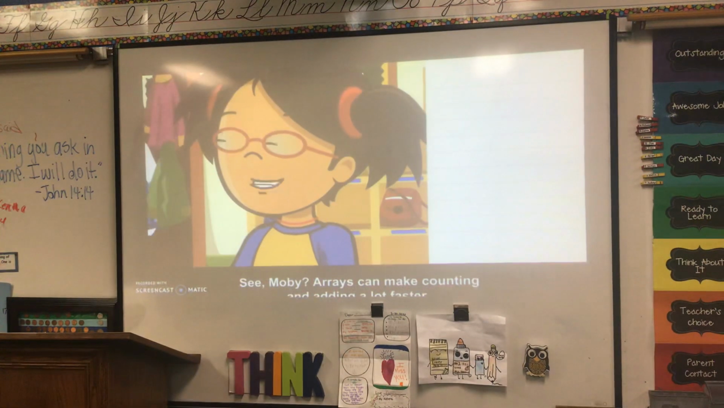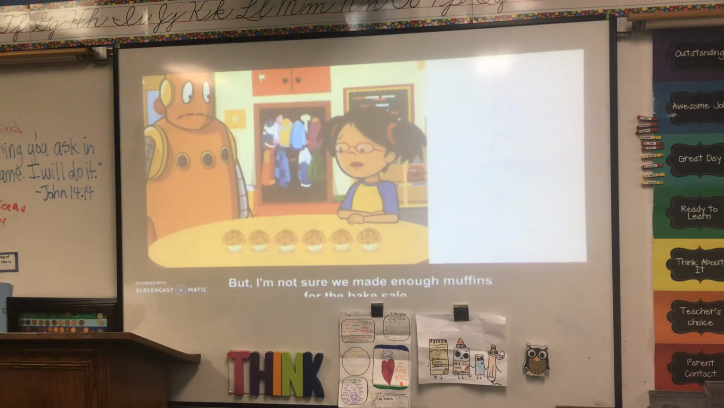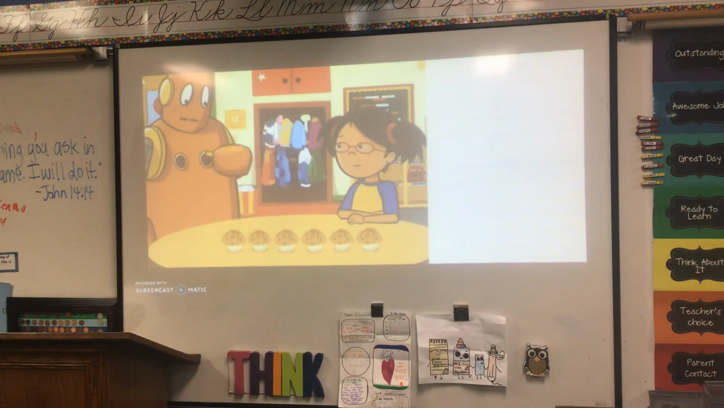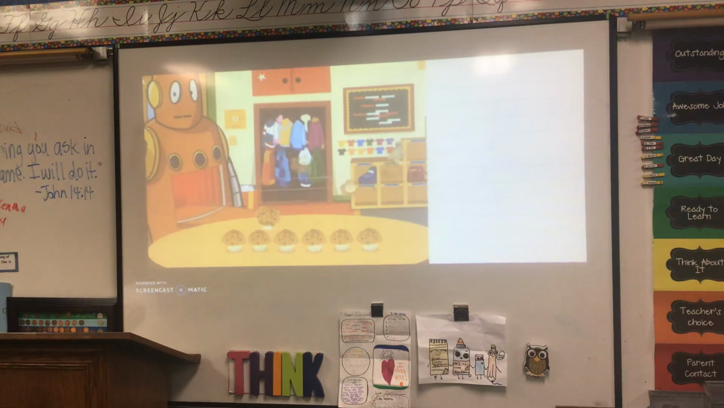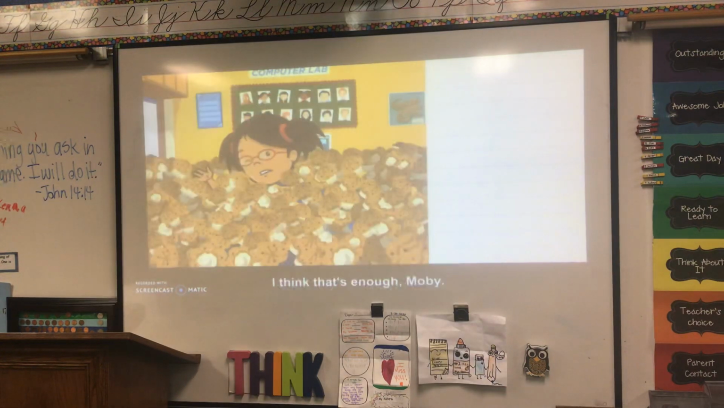See, Moby? Arrays can make counting and adding a lot faster. But I'm not sure we made enough muffins for the bake sale. I think that's enough, Moby.